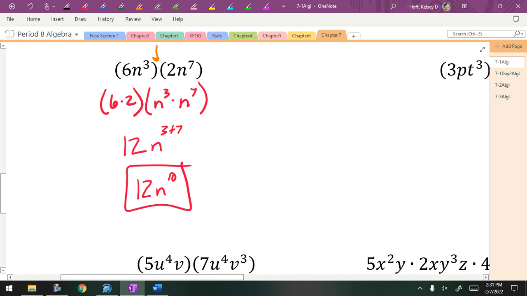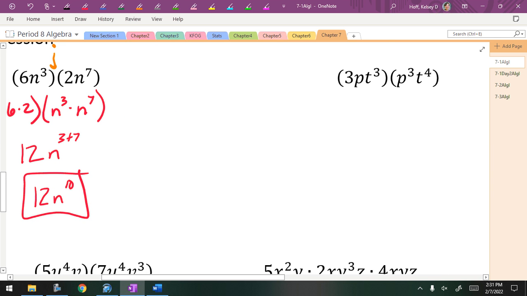Go to the right. Ms. Hoff, what happens when I have multiple letters? Group them together. Group your coefficients first. What are your coefficients in this problem? 3 and technically a 1, right? So really we have 3 times 1. What else should we group together? P times p to the third and t to the third times t to the fourth.